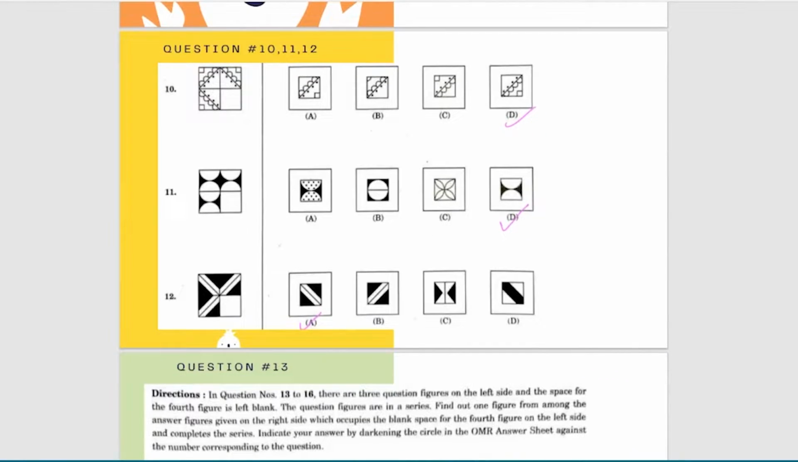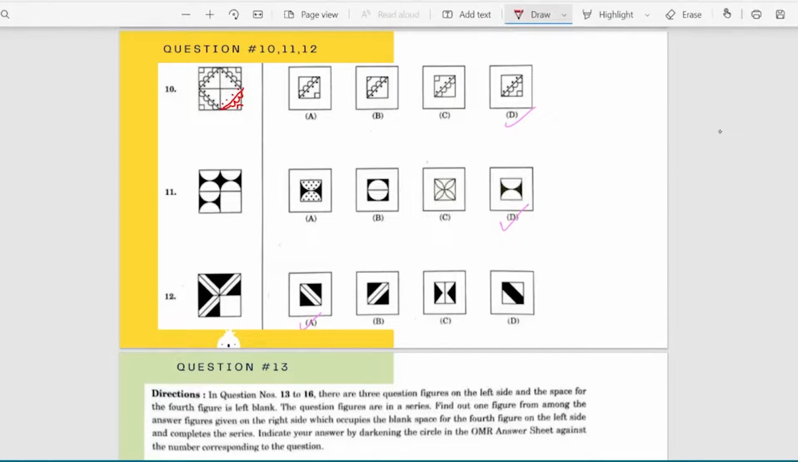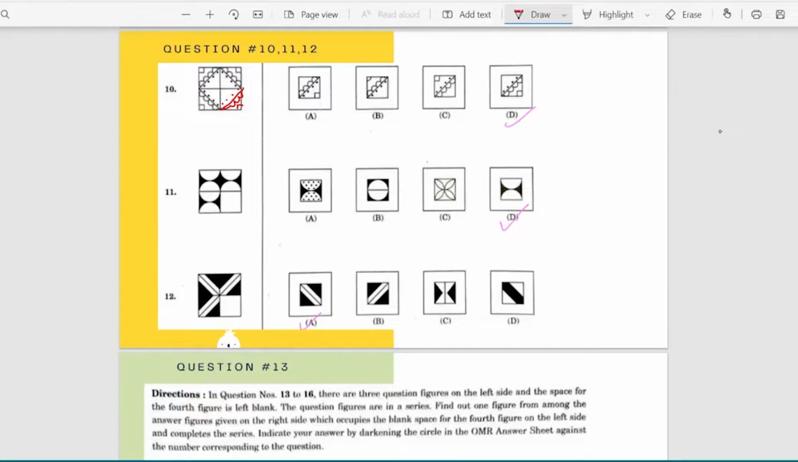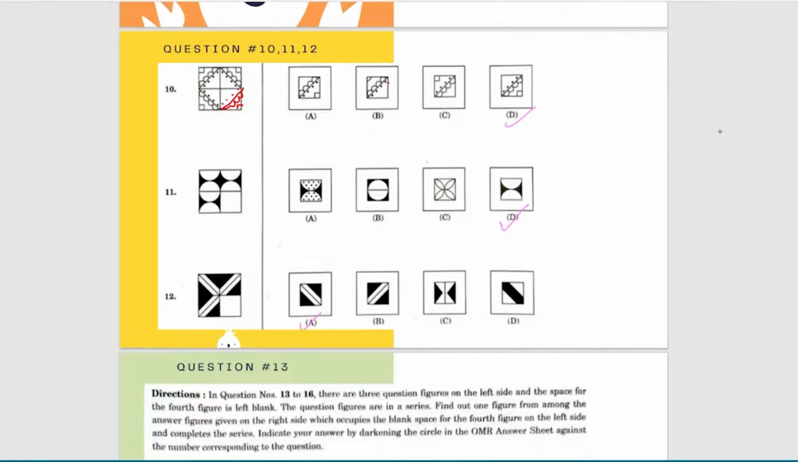Now let's look at the 10th question. Here also let's try to complete the design in the question figure itself. So over here, to complete the square, first I will do this. Then we can see that the dots are on the inside and these curves are on the outside, and there is also a right angle triangle. So first we have to make sure the dots are on the inside. Here the dots are on the outside. Here also outside. Here the dots are on the inside, and in D also the dots are on the inside.